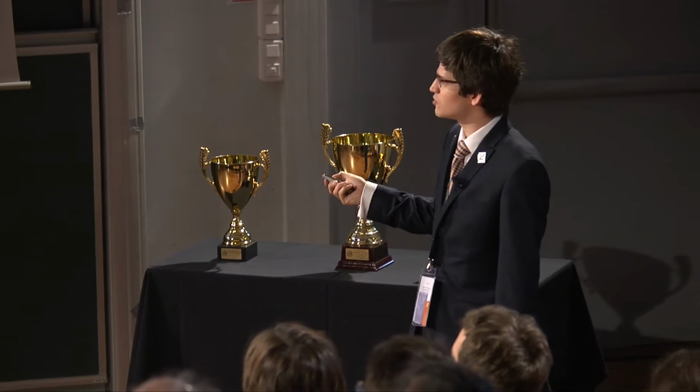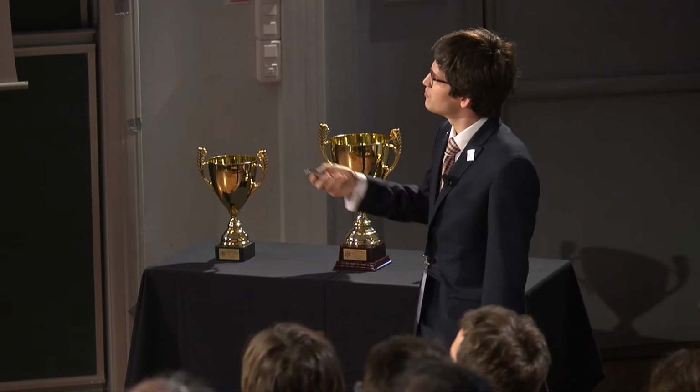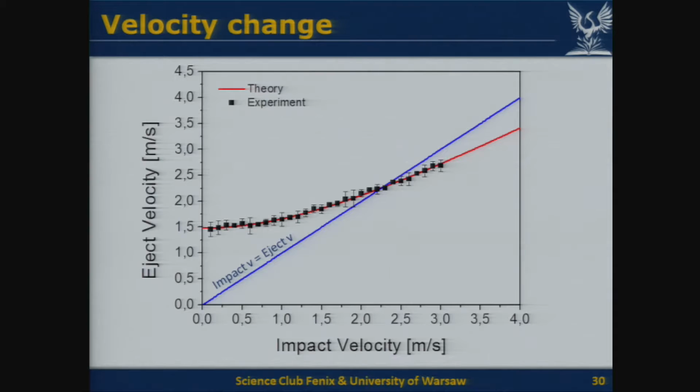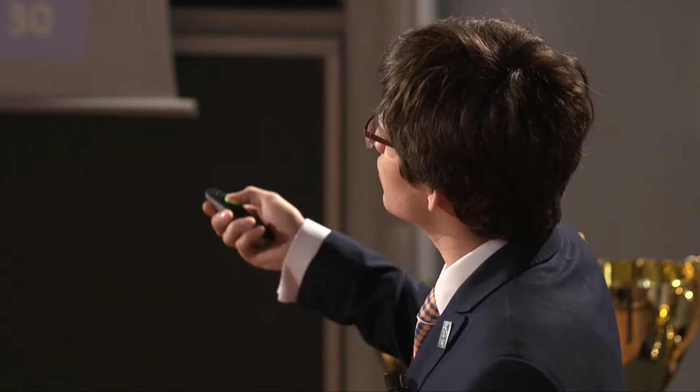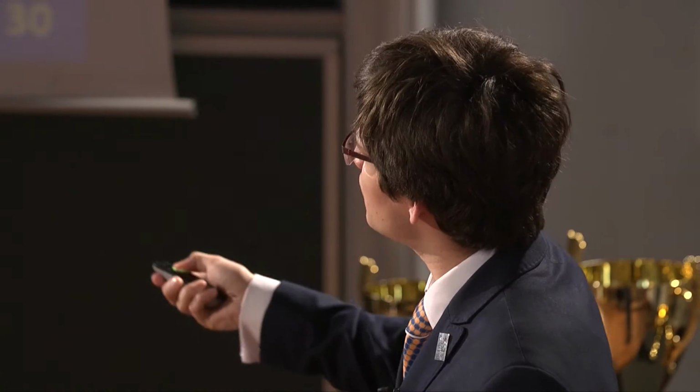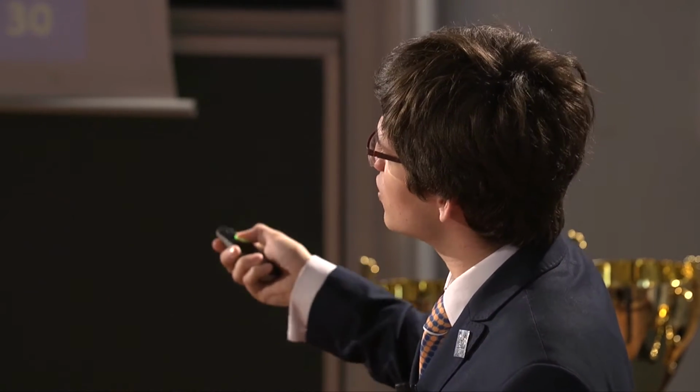So we extended our research to greater velocities, and we found the following graph. What is very interesting here is that at some point, namely this point on the right, the velocity of the ejected ball is smaller than the impact velocity, and here the ejected ball has higher velocity than the impact ball. So this is where we gain energy, and here is where we lose energy, and the maximal velocity that can be provided from a given system we define as this crossing here, and in our situation, it was 2.3 meters per second.